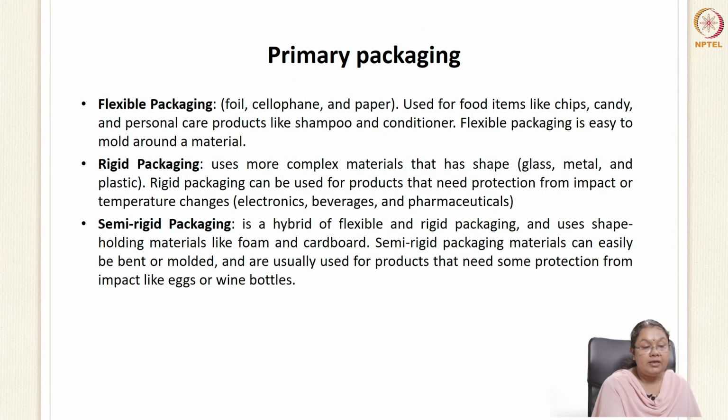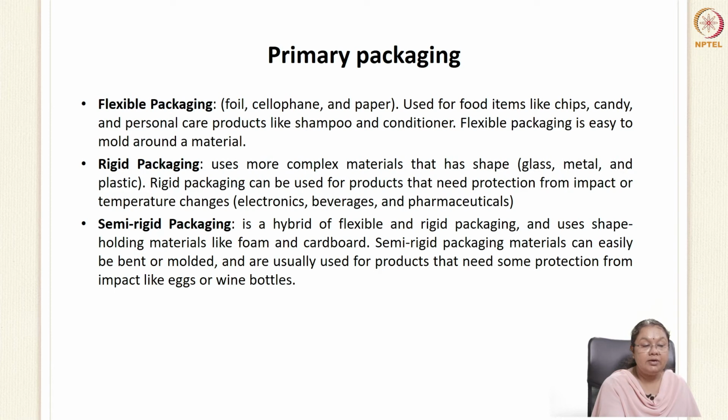Primary packaging can be flexible, rigid or semi-rigid. We have already seen different types of rigid packages and materials that can be used for developing rigid packaging. And we have also seen flexible packaging materials: cellophane, paper, foil. These all come under this category, and are generally used for packaging food items like chips and candies. They are also used for packaging personal care products. It's easy to mold flexible packaging material.